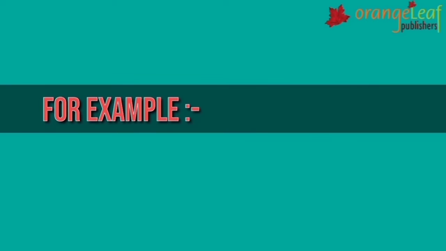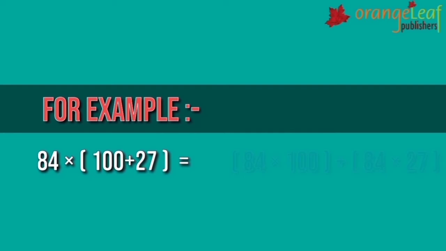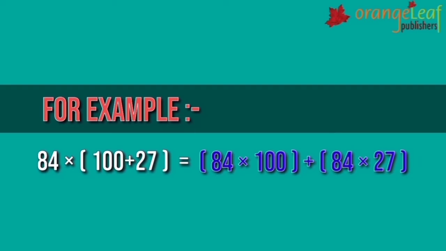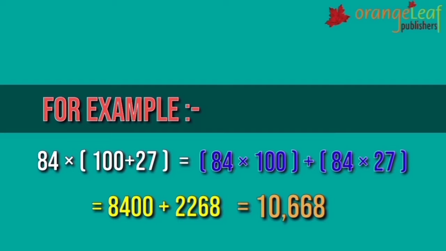Property number 5. Distributive property of multiplication over addition. For example, 84 multiplied by 100 plus 27 will be equal to 84 into 100 plus 84 into 27, which will give us 8,400 plus 2,268. And the answer you would get here would be 10,668.